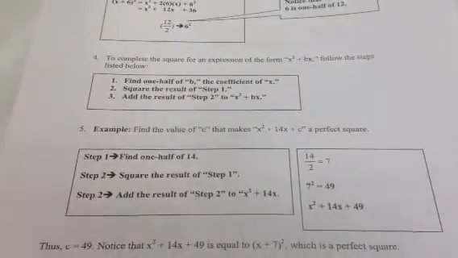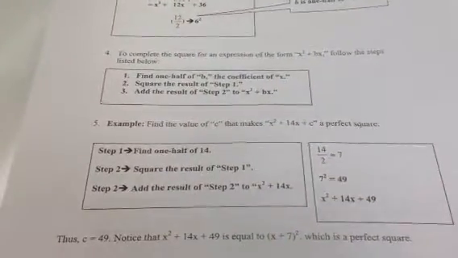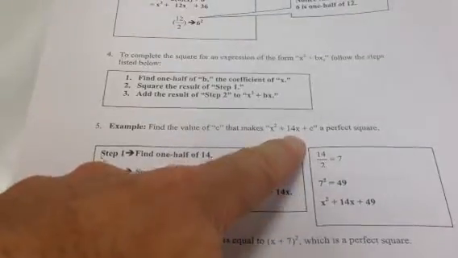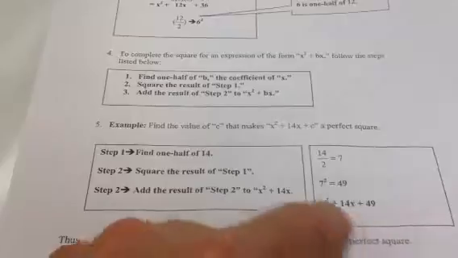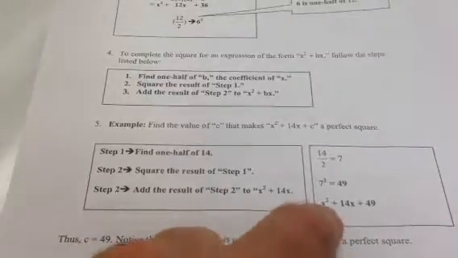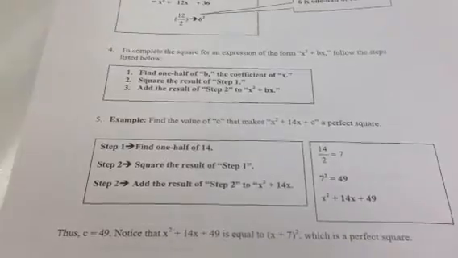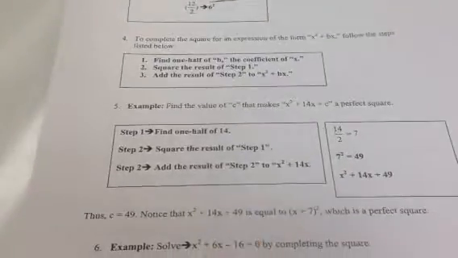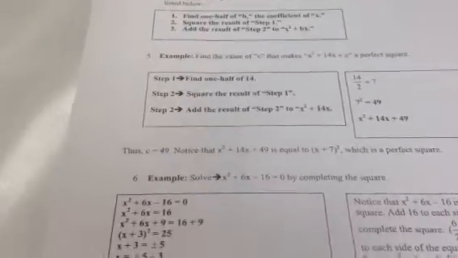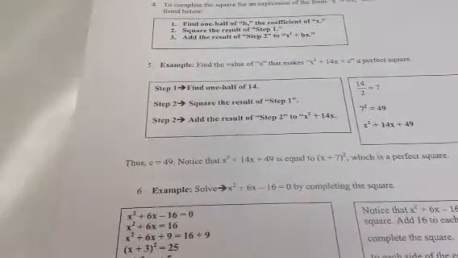So this is just a more methodical way to do this without the area model, and just know that I'm always going to take half that number, square it, and then add it on, and that gives me a perfect square. In this case that would be x plus 7 squared, which is what it says down here.